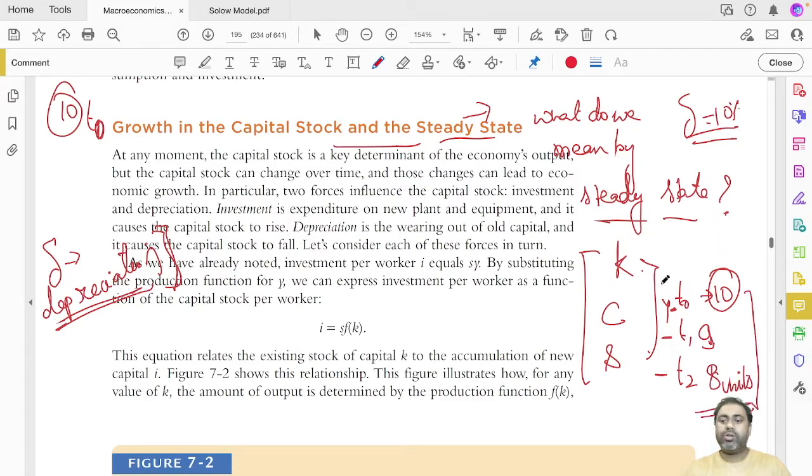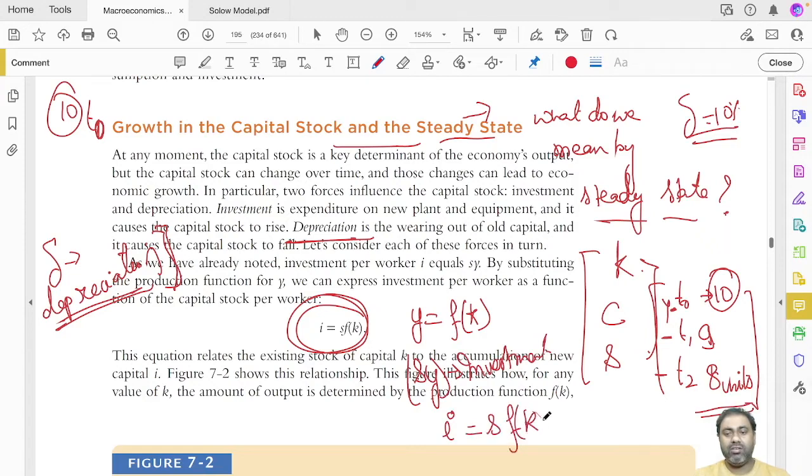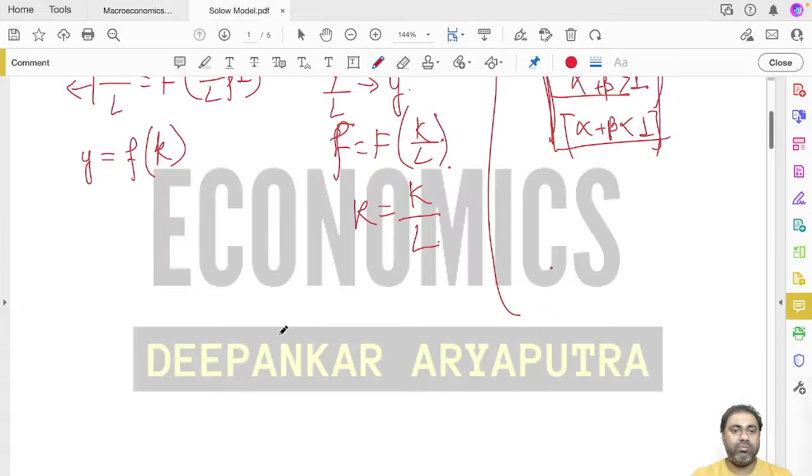So this is an important concept which has been introduced in terms of depreciation. And again, I is equal to S as a function of K. Why as a function of K? Because we have seen Y is equal to F(K), right? So SY is your investment. So we say that I is equal to SF(K). So this is an important thing that we must remember.